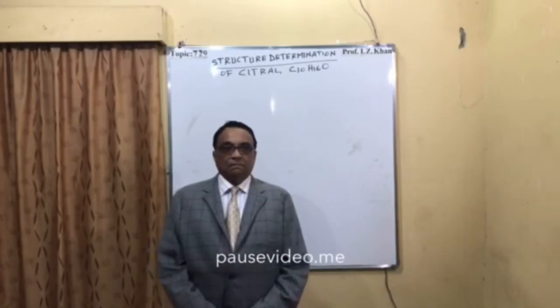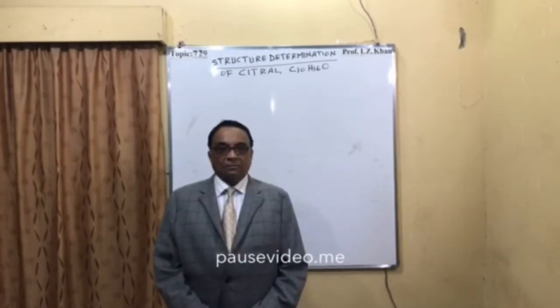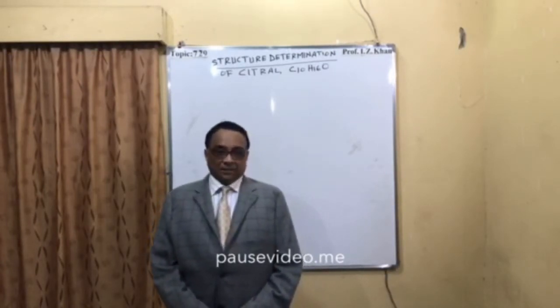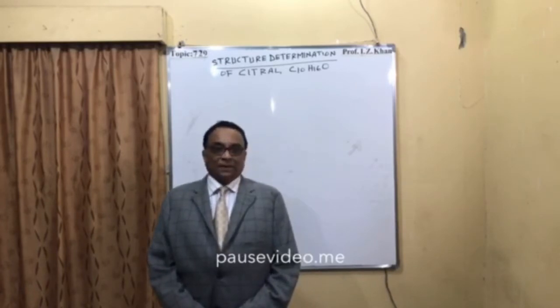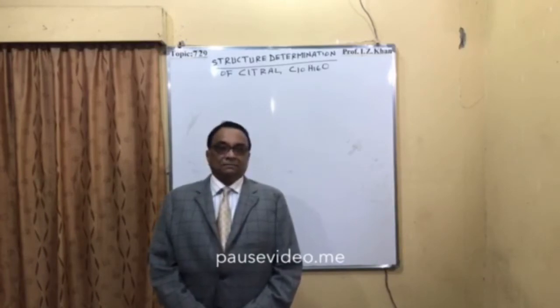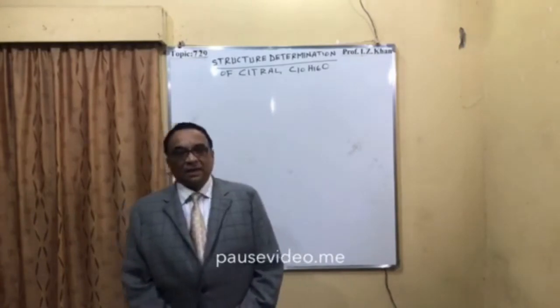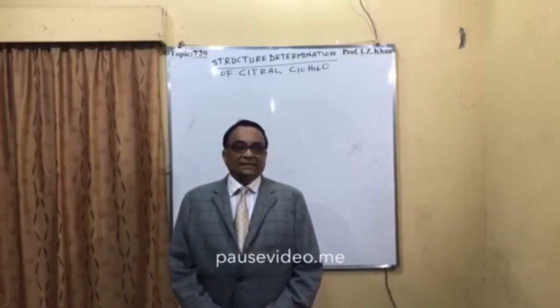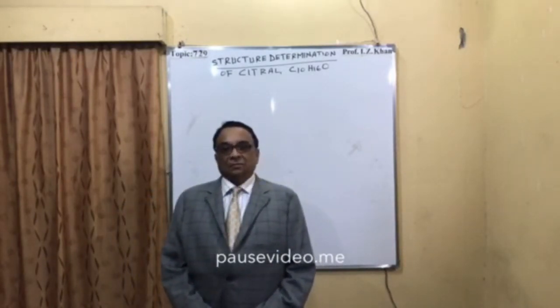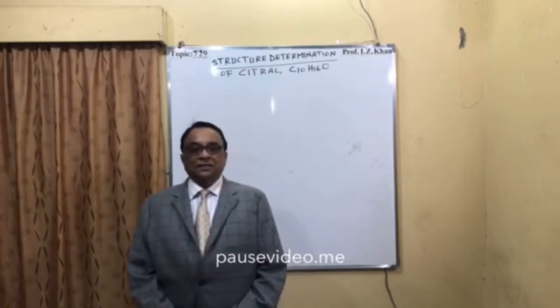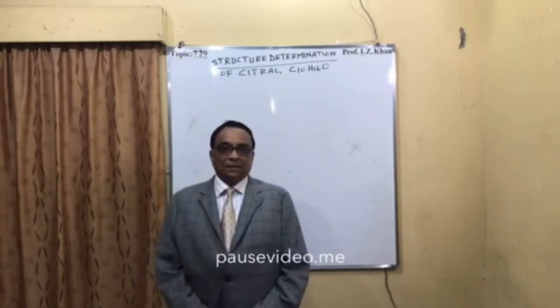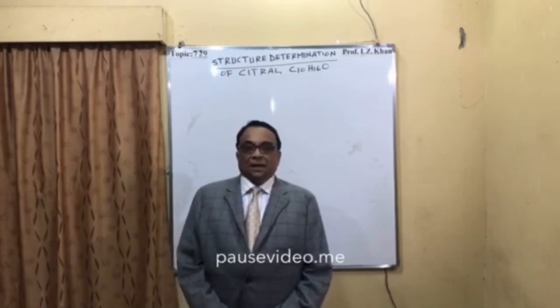Hello everyone, you are all welcome to lecture number 729, and today's topic is the structure determination of citral. Citral is an acyclic monoterpene and it is made up of two isoprene units.